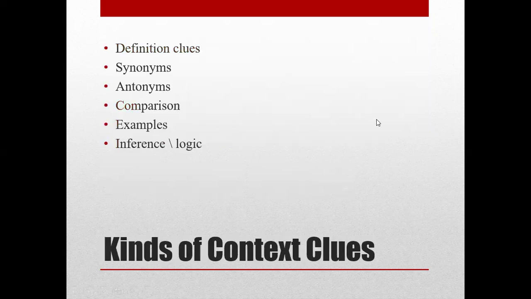In general, we're lucky enough to know that there are some kinds of things called context clues. There are so many clues to understand the meaning of a new word. Number one, we have definition clues, synonyms, antonyms, comparison, examples, inference, or logic. So we're going to have an example for each one.